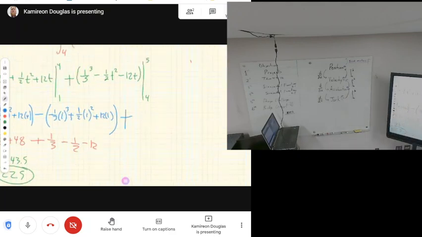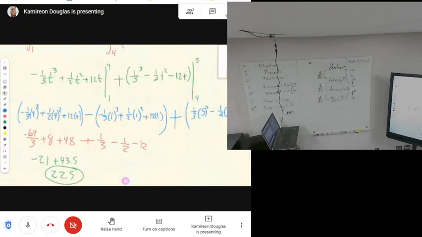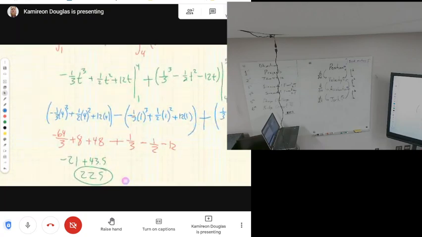Plus. Evaluating 5 and 4. Now the next thing is, we've already done 4 once. Use that to help you as much as you can. Okay, so plug in 5. 1/3 5 cubed, minus 1/2 5 squared, minus 12 times 5. Minus negative 64 over 3 plus 8 plus 48. I'm just going to copy those 3 numbers down.